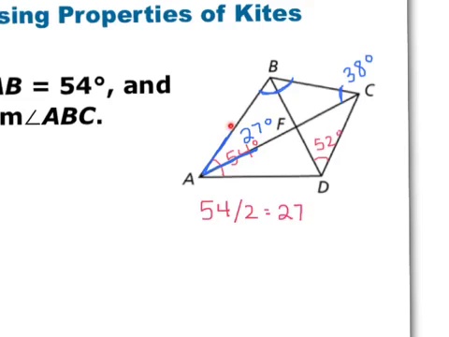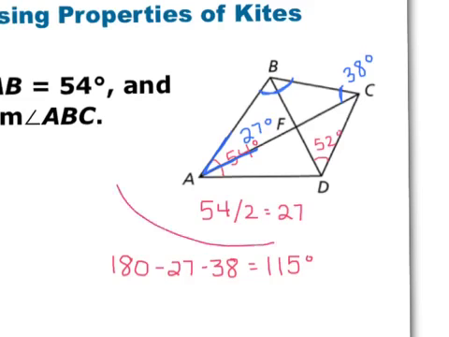Can you see now that I have a different triangle? I have this triangle up here. And I've got 27 degrees here and 38 degrees here. And I'm looking for this angle. So again, I can do 180 minus 27 and minus 38. And let's see, that leaves me with 115 degrees. So again, here's my triangle that I'm focusing on. I've got 38 and 27, and this is my mystery angle. So take those two, subtract from 180, and you end up with 115 for the measure of ABC.